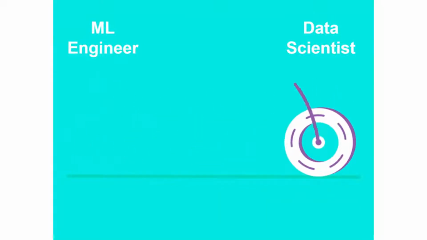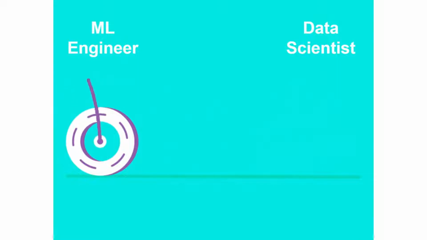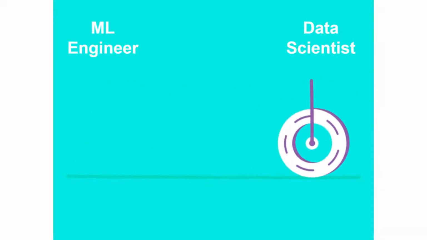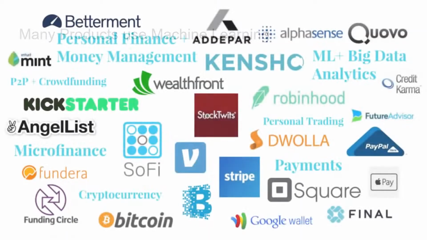ML engineering and data science is something you always juggle around. ML engineers do a lot of data processing, while data scientists get a lot of insights from the data. So many products use machine learning. They use the previous data and start building some insights out of it.